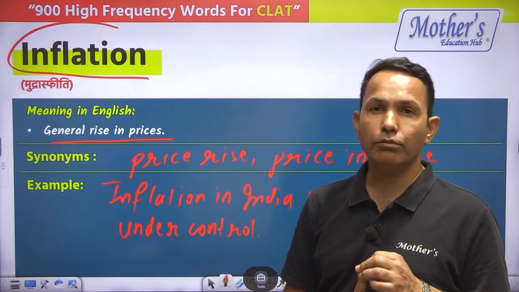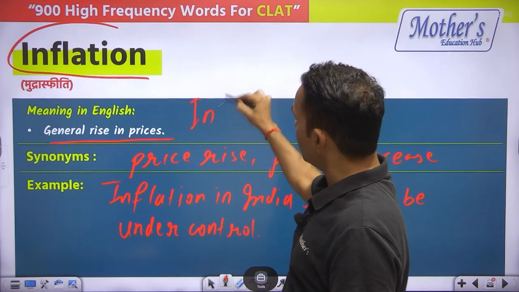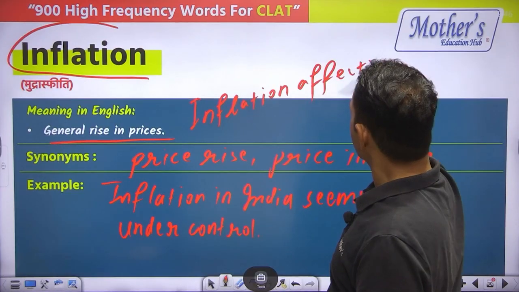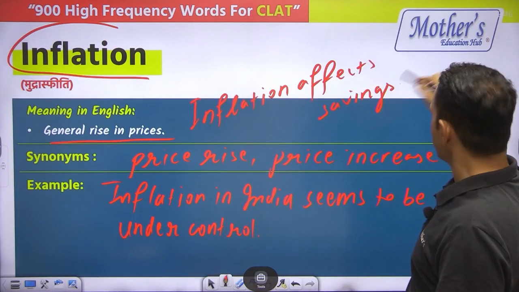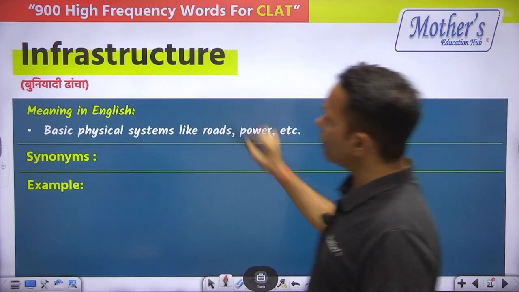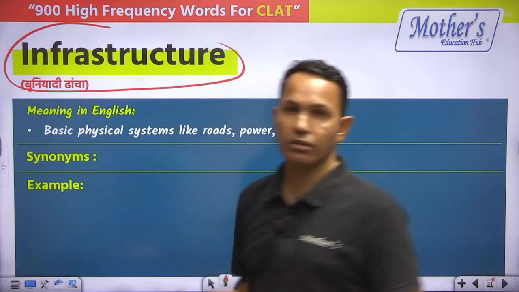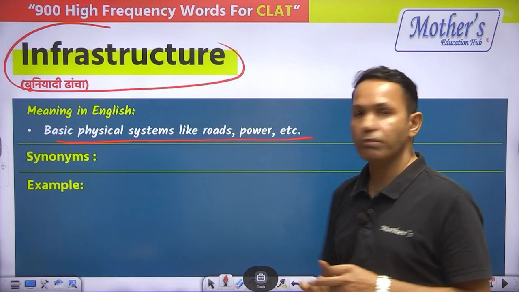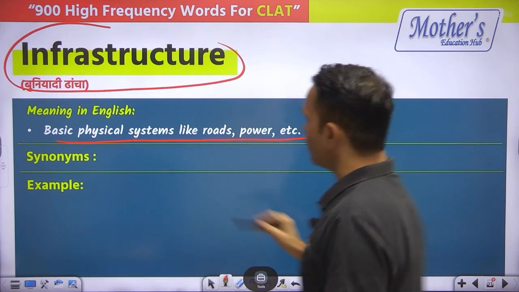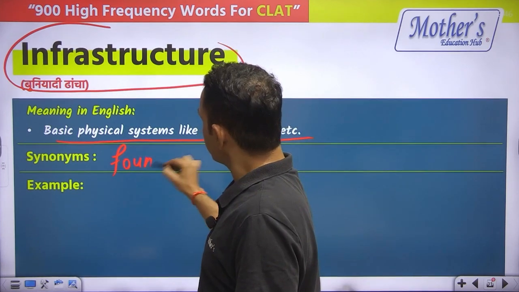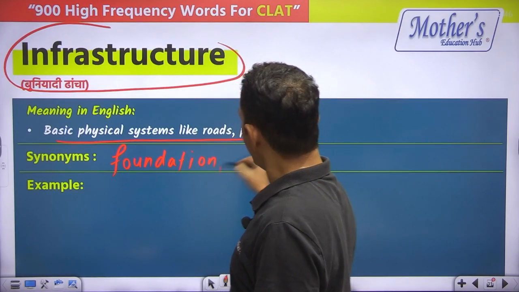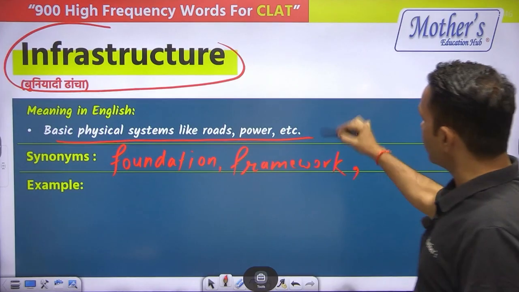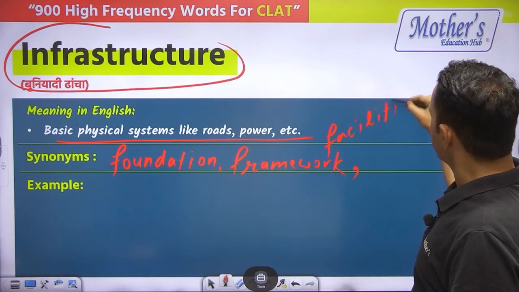Inflation affects public savings. Inflation affects savings. Let's move on to the next word. Our next word is infrastructure. Infrastructure means basic physical systems like roads, power, etc. So infrastructure means foundation, framework of a country, facilities, base.